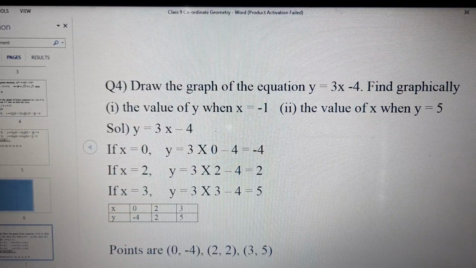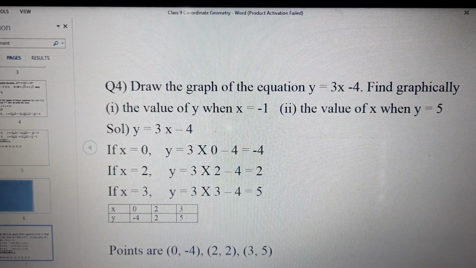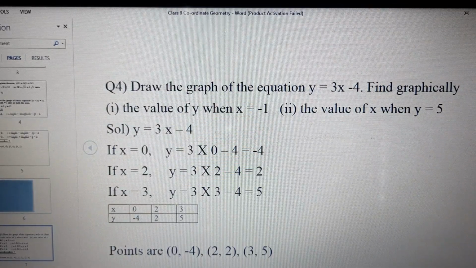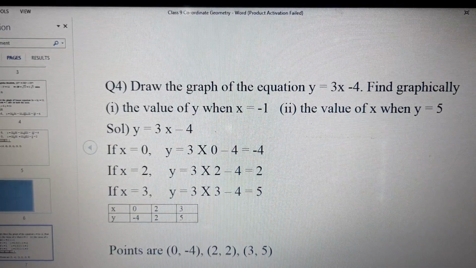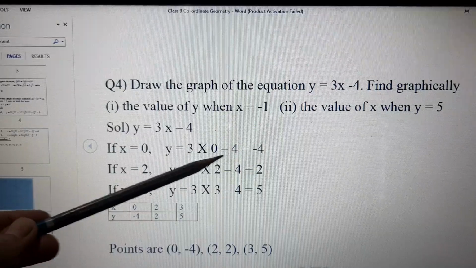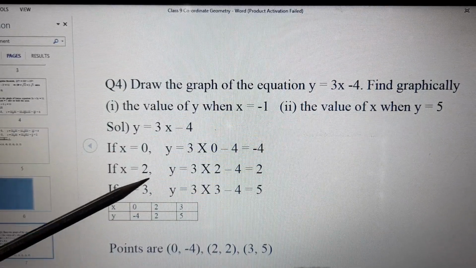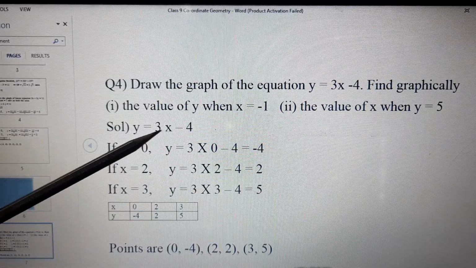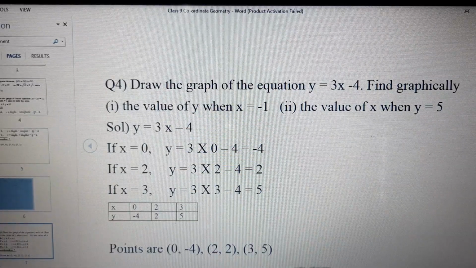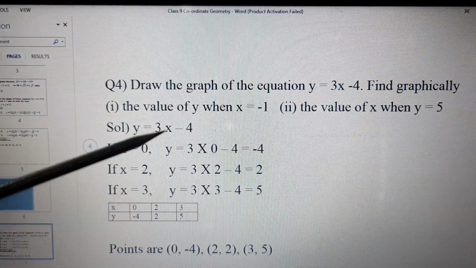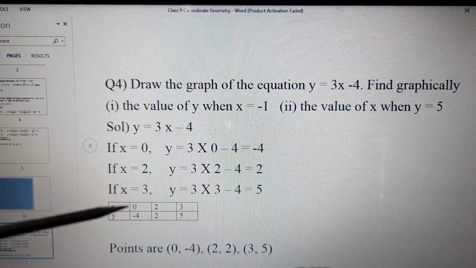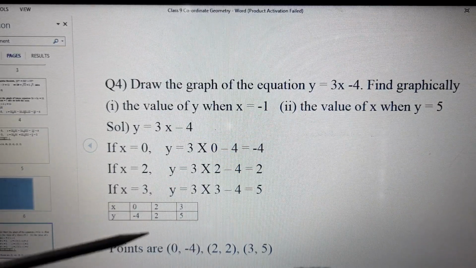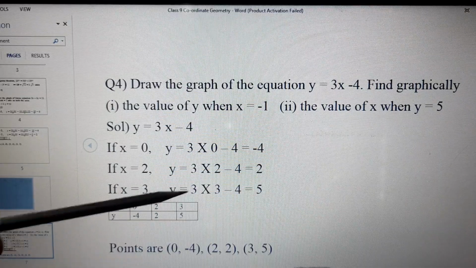So we will assume 3 values of x on our own and calculate values of y for those values of x in order to get the points. So if x is 0, then y becomes minus 4. If x is 2, you will put here 3 into 2 minus 4, so it becomes 2. If x is equal to 3, then y becomes 5. The points become 0 comma minus 4, 2 comma 2 and 3 comma 5.